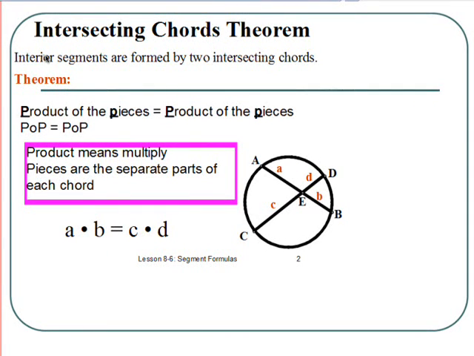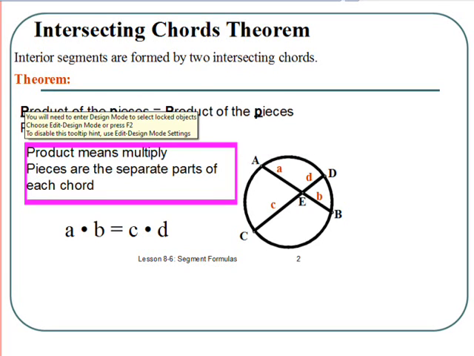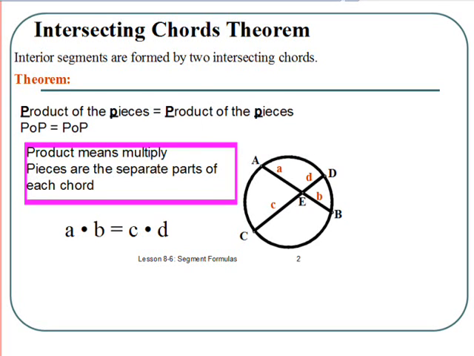Okay, we have an interior segment formed by two intersecting chords. And what this tells us is that the theorem is basically this. It's the product of the pieces equals the product of the pieces. Okay? Product means multiply. Pieces are the separate parts of each chord. So in this example circle, what you see is that we have A times B. So this segment that we're labeling as A, so let me show you.